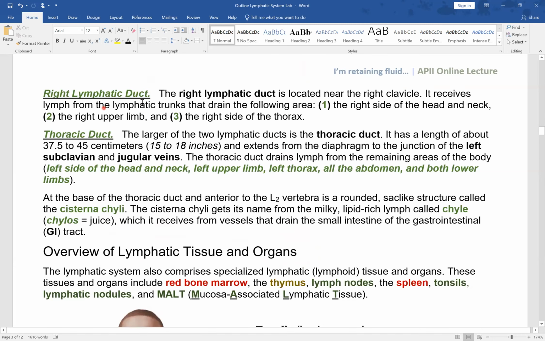So there's a little bit about the right lymphatic duct and the thoracic duct. This would be the bigger one. It collects the most lymph, basically. And it's giving you an idea there. The right is only the right side of the head and neck.